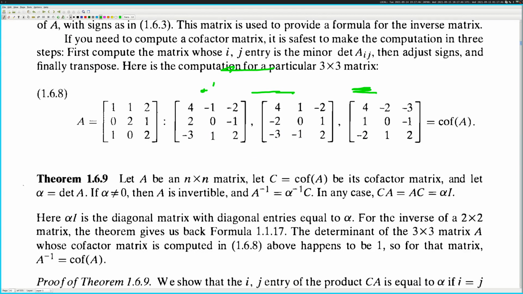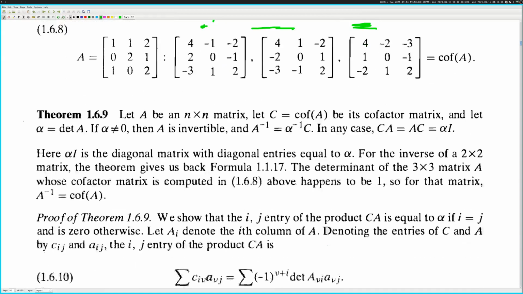Let A be an n by n matrix, let C equal the cofactor matrix of A, and let alpha equal the determinant of A. If alpha is not 0, then A is invertible, and A inverse is equal to alpha inverse times C. That's interesting. In any case, CA is equal to AC is equal to alpha times the identity matrix. Here, alpha I is the diagonal matrix with diagonal entries equal to alpha.